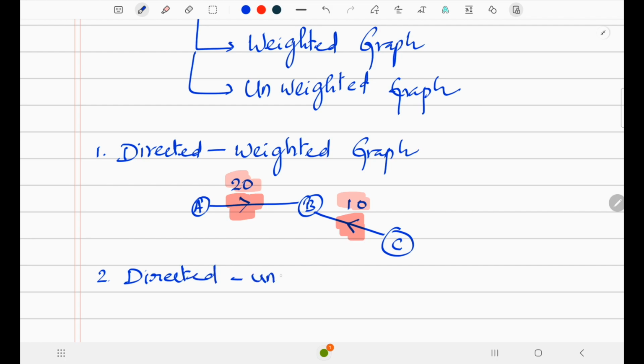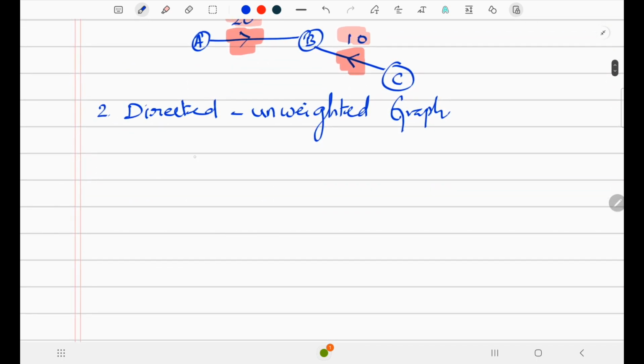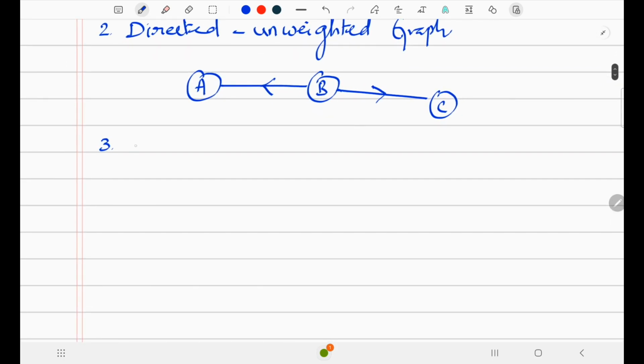The second type we have is the directed unweighted graph. Here also each edge is marked with the direction of travel. In simple terms, you can say it is the direction. Here I mark the direction of edge E1 from B to A. The direction is clearly understandable: we can travel from B to A and not from A to B. And here there's no weightage. So this is a directed unweighted graph.